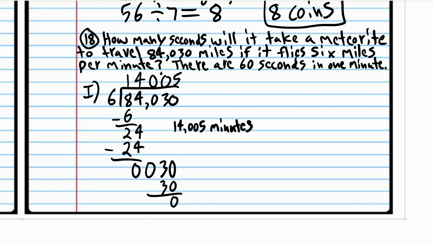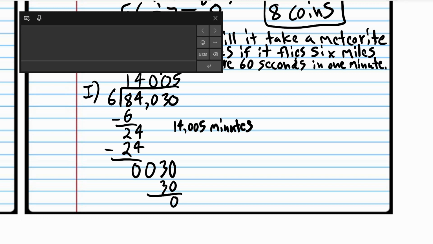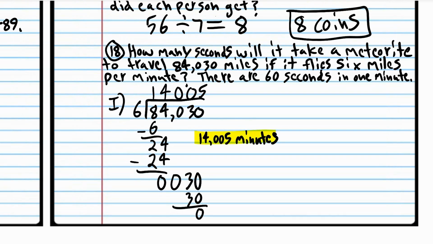All right, but we're not done with this problem, because they want to know how many seconds it will take. We have figured out how many minutes. So we have to use this information. There are 60 seconds in 1 minute. So we want to figure out how many seconds. We have 14,005 minutes, and for each one of those minutes, there's 60 seconds. So 60 plus 60 plus 60 plus 60 plus 60, 14,005 times. So that's multiplication.